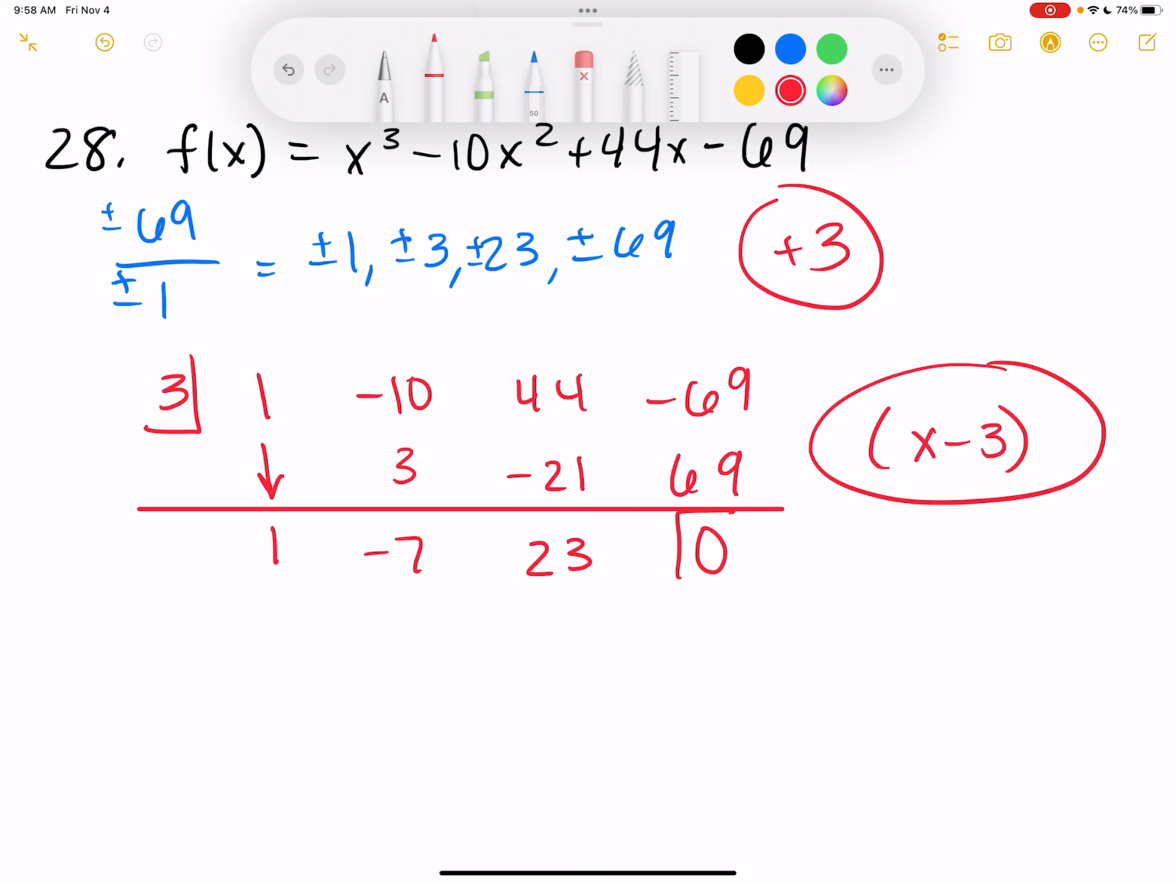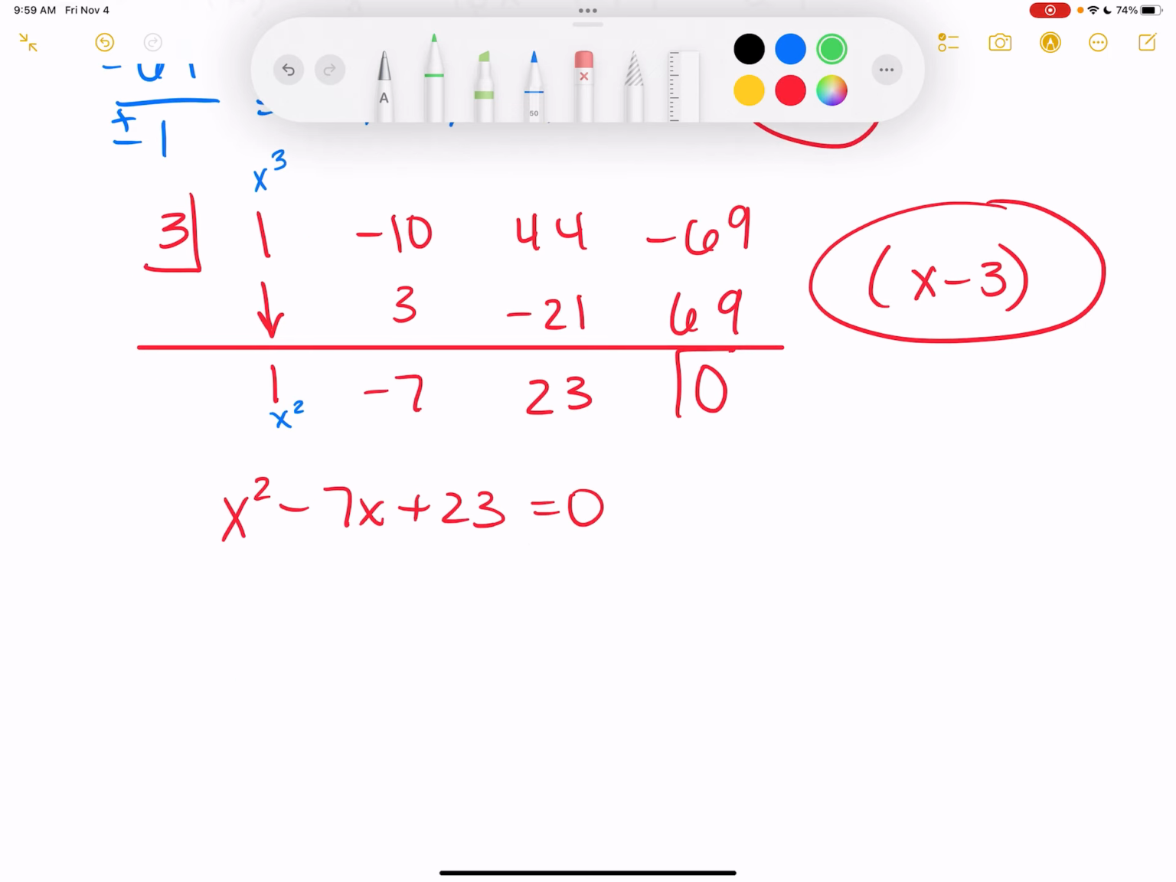Now, this was an x cubed term. Now it's an x squared term. So you have x squared minus 7x plus 23 equals 0. Can I factor this? Are there factors of 23 that give me negative 7? No, there are not. So, quadratic formula, yay.